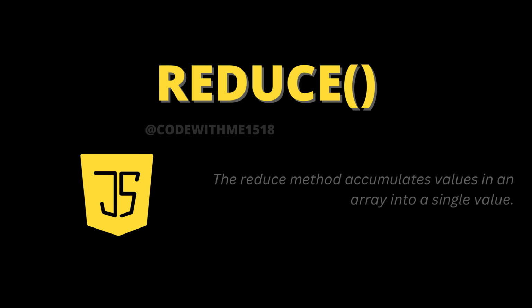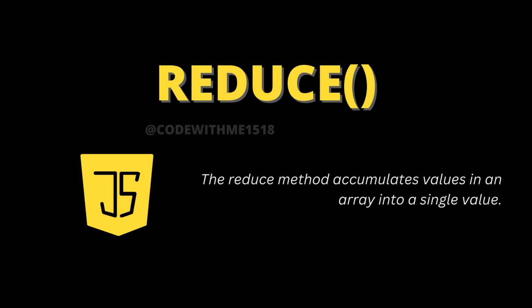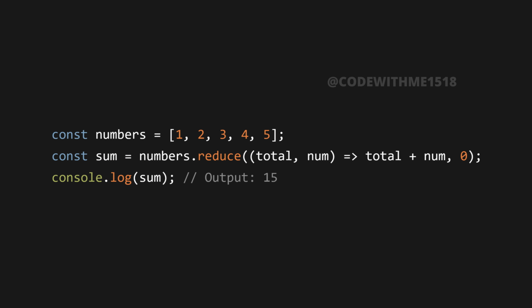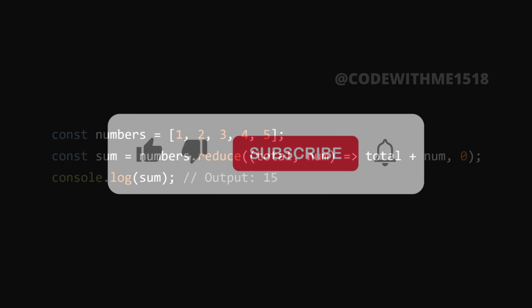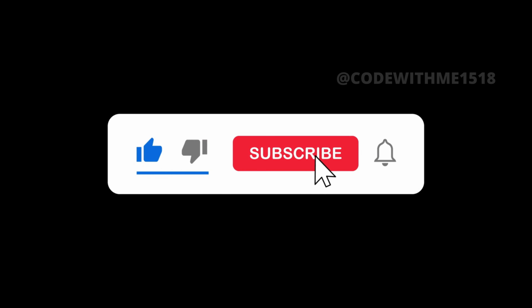The reduce method accumulates values in an array into a single value. const numbers = [1, 2, 3, 4, 5]. const sum = numbers.reduce((total, num) => total + num, 0). console.log(sum). Output: 15.